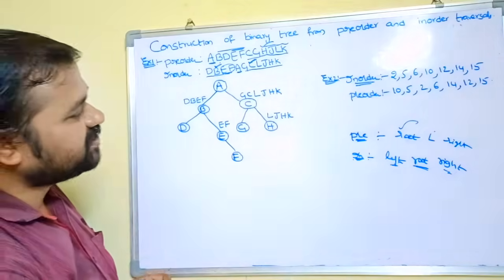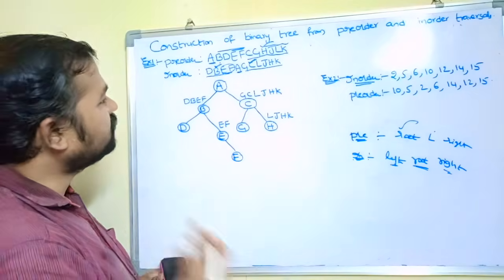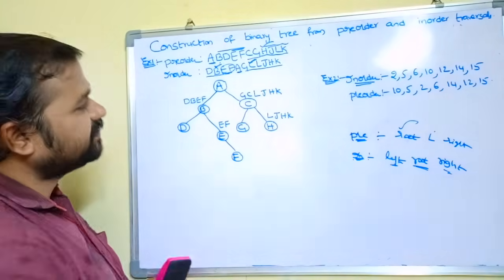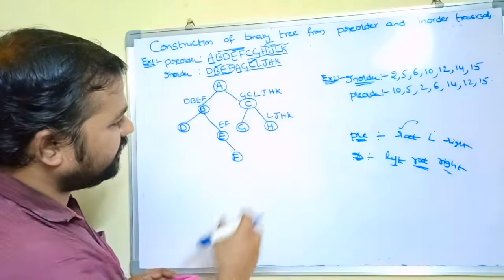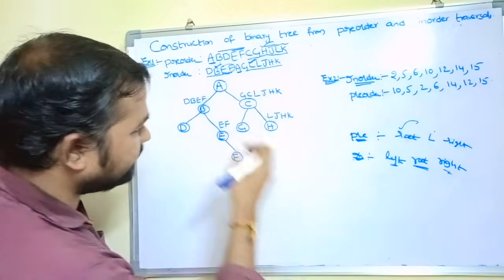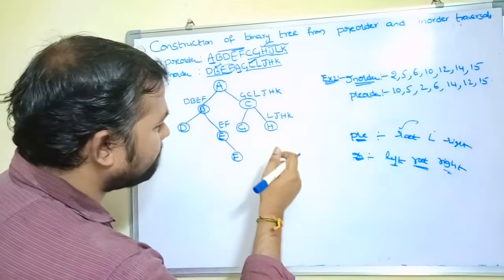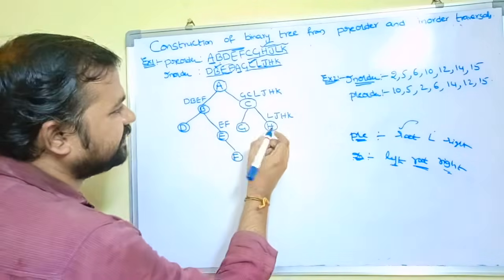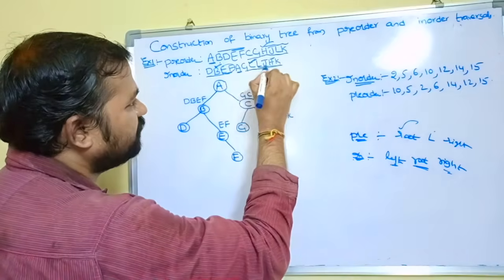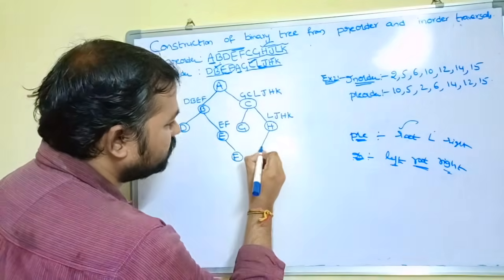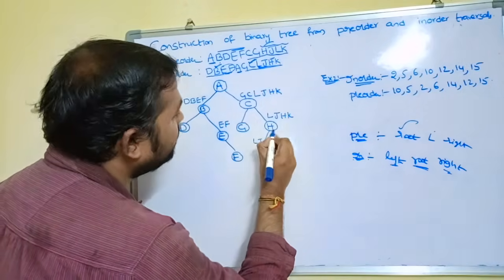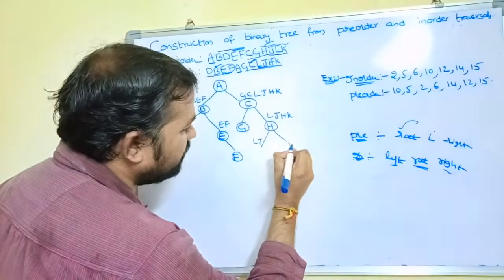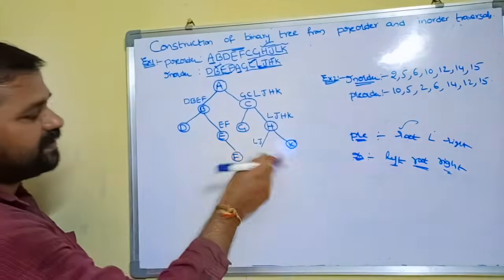Next, what is the left children and what is the right children? In order to know the left and right subtrees, we have to go to inorder traversal. Okay. So what are the nodes here? H is the root node. L, J, H, K. So before H we have L, J. So the left subtree contains L, J, whereas the right subtree contains only one node, K.